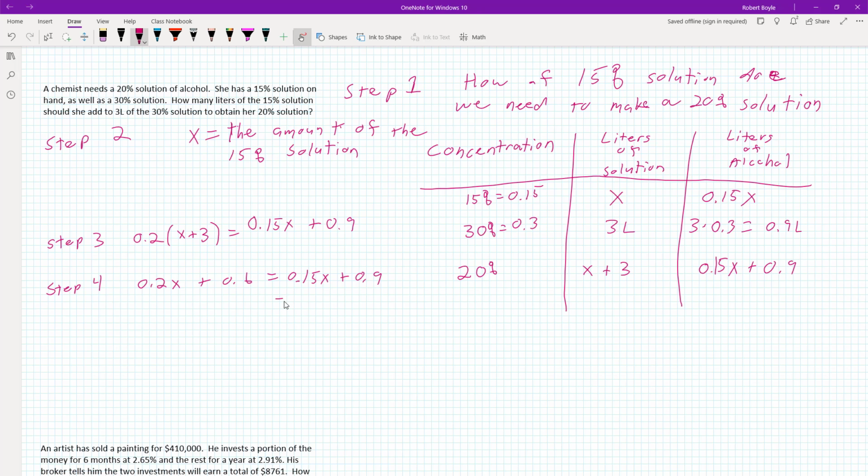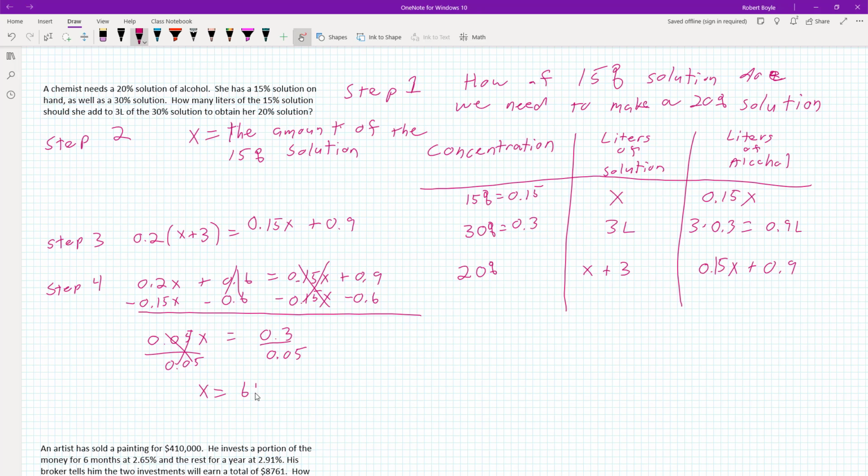So I'm going to subtract 0.15x from both sides. And then to get this 0.6 over here, I'm going to subtract 0.6 from both sides. When I do that, these cancel, these cancel. Over here, I have 0.05x, and that is equal to 0.3. Now, when I divide both sides by 0.05, kind of like multiplying by 20, these cancel, and I will have that x is equal to 6 liters.